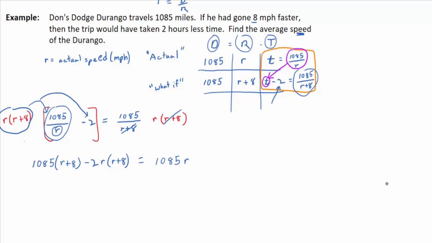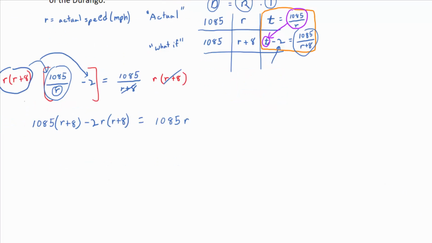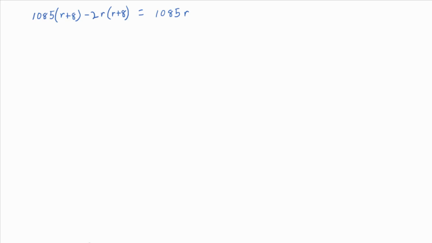All right, now let me scroll down a little bit, make some room here. Okay, so what do I do from here? What do I have to get rid of? Parentheses. We got to distribute the 1085. First of all, to the r plus 8. So I'll do the first multiplication. 1085 times r is 1085r. You do the second multiplication for me. 8 times 1085, what do you get?